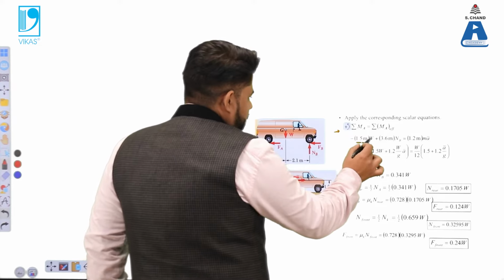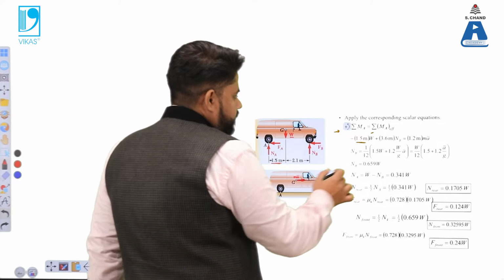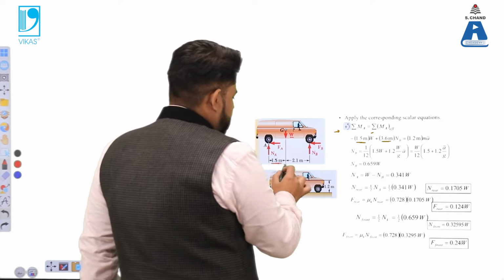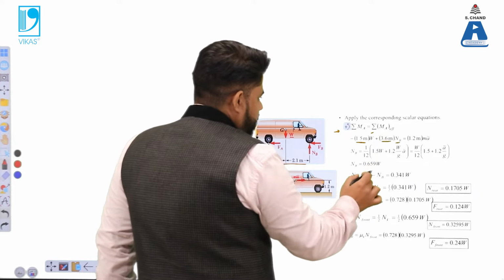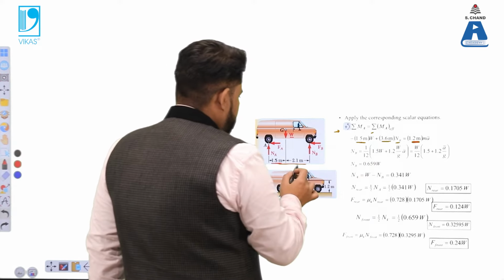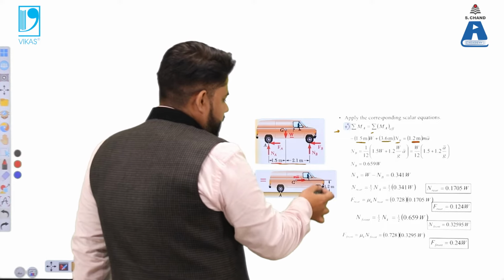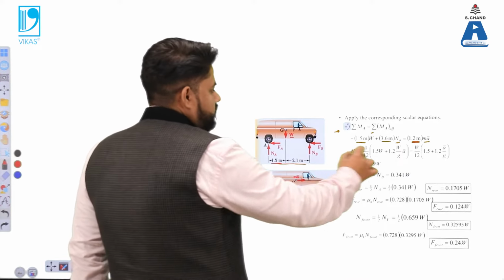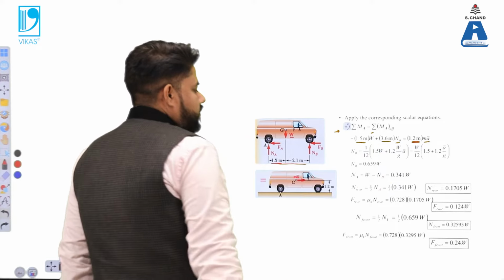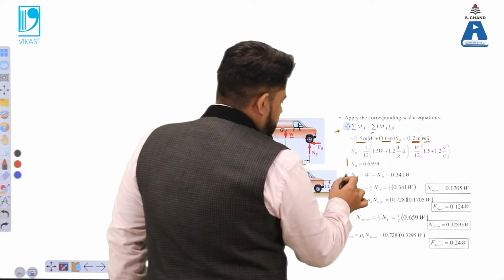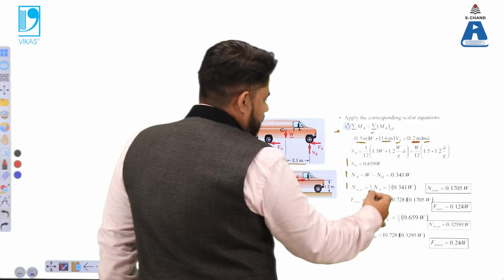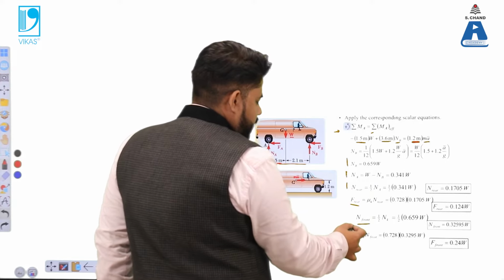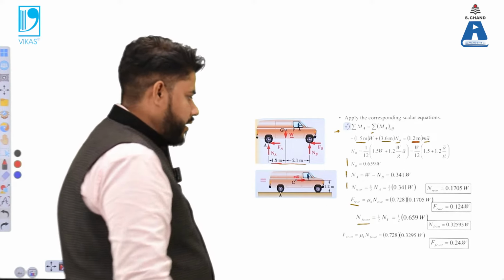So 1.5 multiplied by this W, 3.6, which is the total value, multiplied by this NB, and 1.2 m, which is for the overall body, multiplied by the mass into acceleration. We'll substitute this value so that this NB, NA, and the rear force and the other forces for the front and the rear can be calculated.